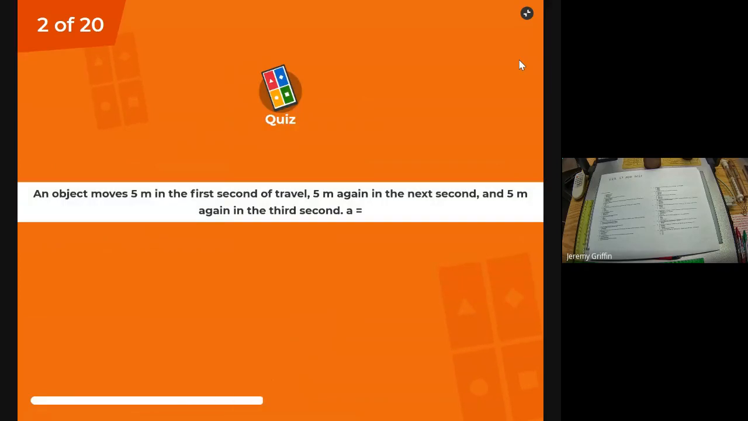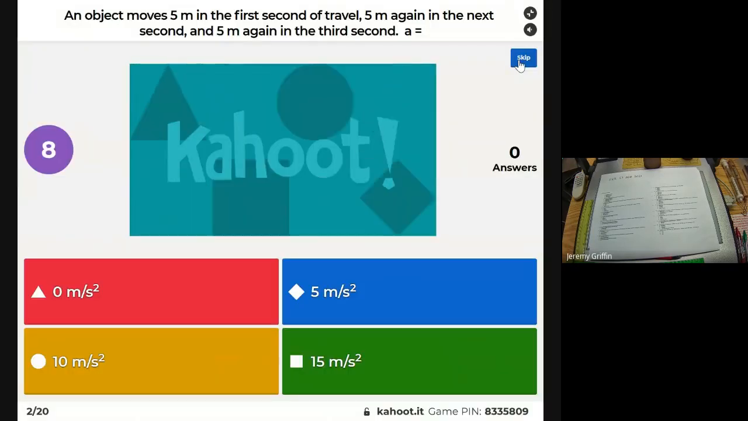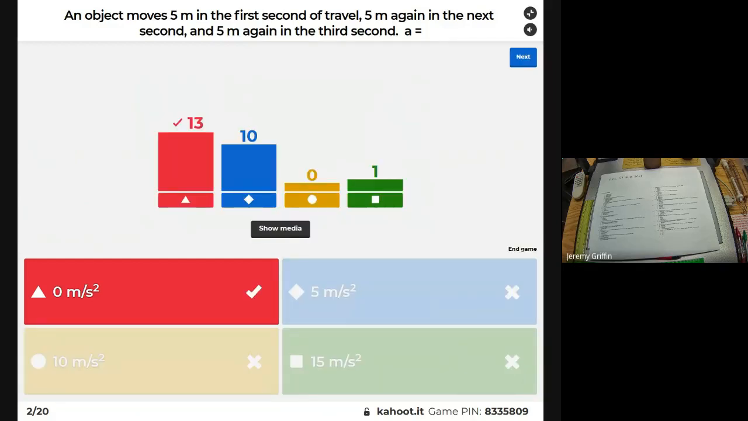An object moves 5 meters in the first second, 5 meters in the next second, 5 meters in the next second. What is its acceleration? Oh, look, you guys got that. That's a little tricky too.